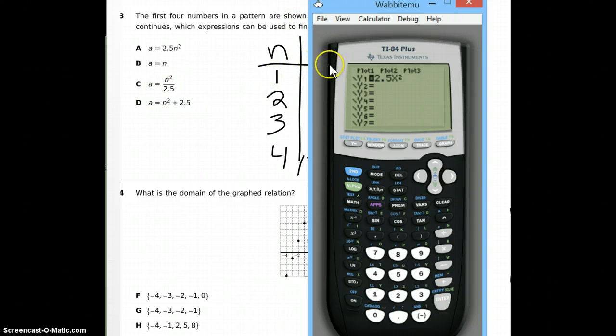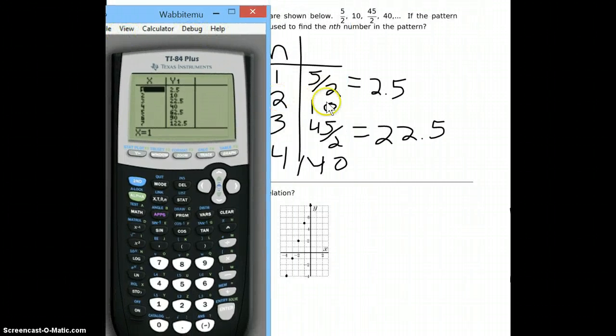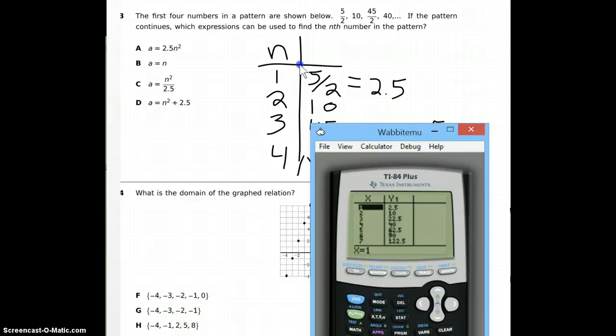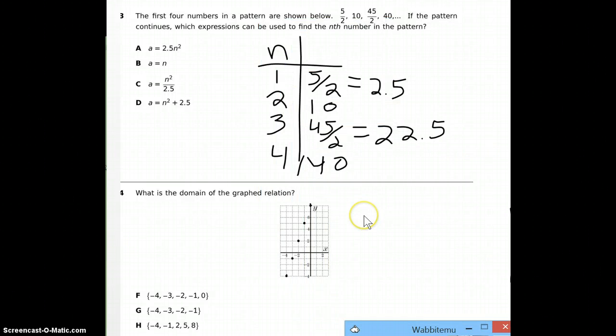I'm going to do second graph. And if I plug in 1, I should get out 2.5, which I do. If I plug in 2, I should get out 10, and I do. If I plug in 3, I should get out 22.5, and I do. If I plug in 4, I should get out 40, and I do. So the table produced by answer choice A matches the table that I should have, therefore my answer is A.